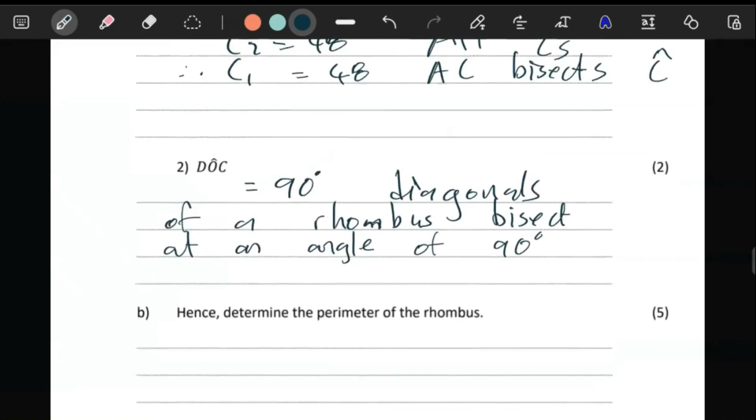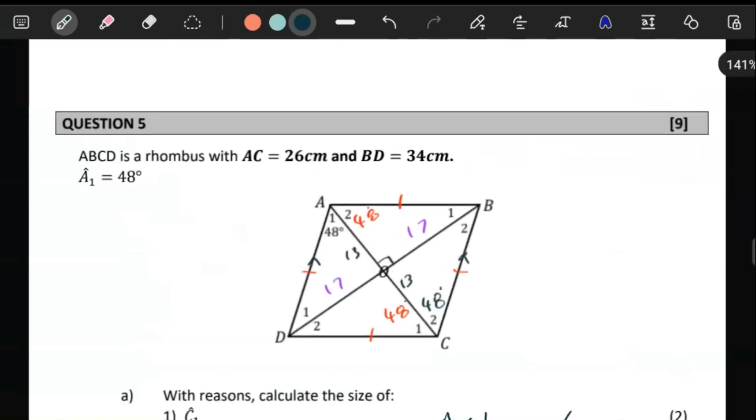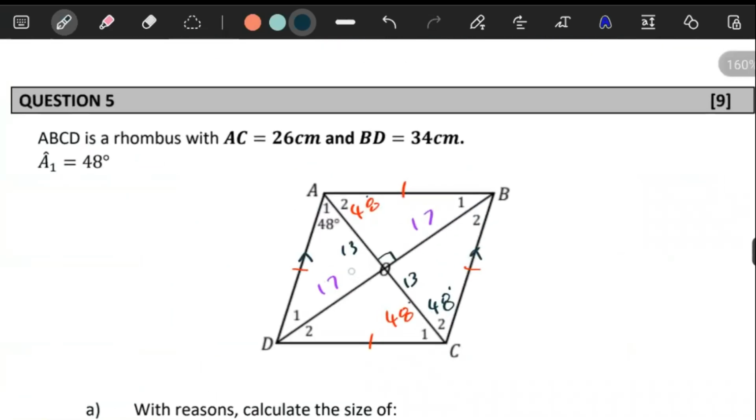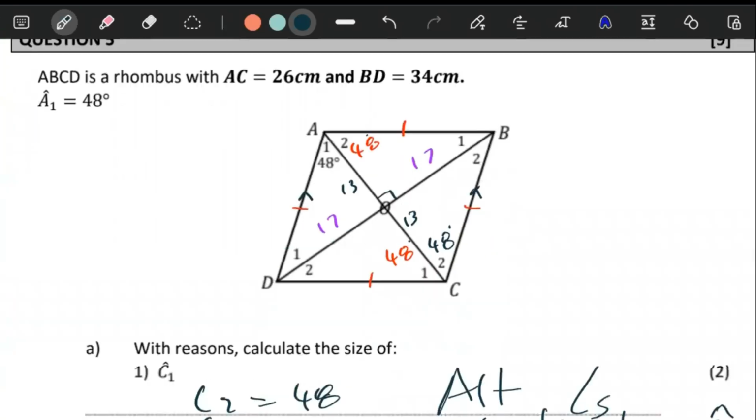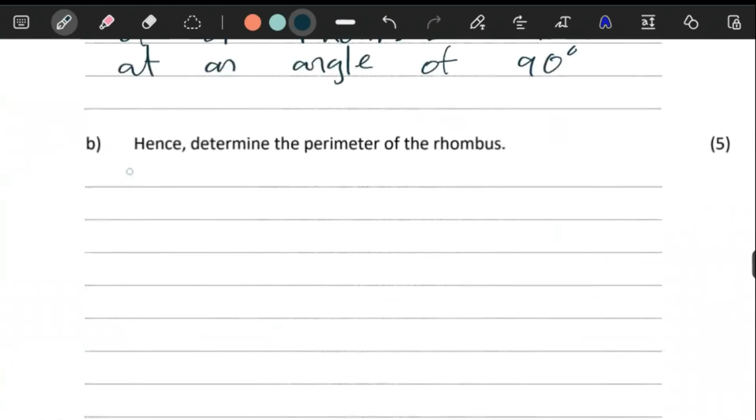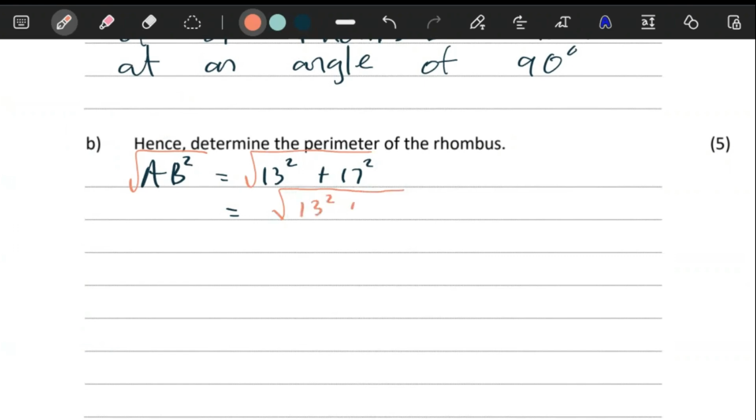And then they say hence determine the perimeter of the rhombus. Getting the perimeter of the rhombus is not going to be difficult, because you see we have a right-angled triangle here already. You see 13 and 17. So you can just work out the distance of AB using Pythagoras, and then we can just multiply it by 4. So AB squared is equal to 13 squared plus 17 squared. And then square root both sides.